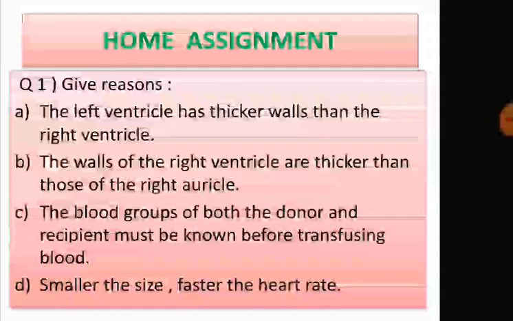Some home assignments are there for you. Question number 1, give reasons. The left ventricle has a thicker wall than the right ventricle. The walls of the right ventricle are thicker than those of the right auricle. The blood groups of both the donor and recipient must be known before transfusing blood. Smaller the size, faster the heart rate.